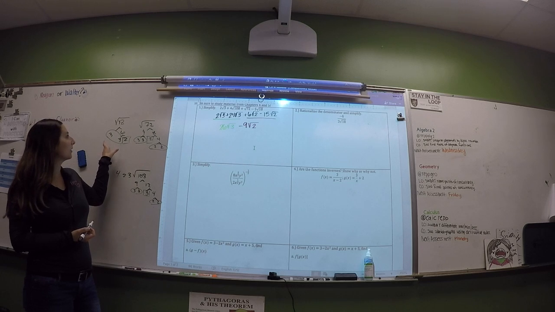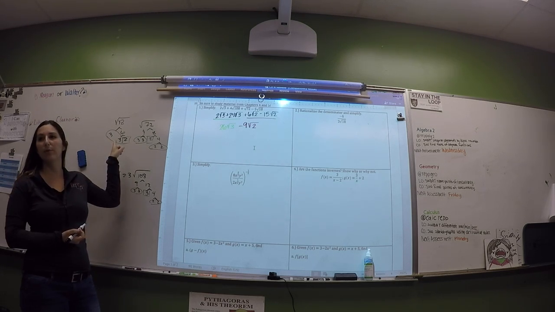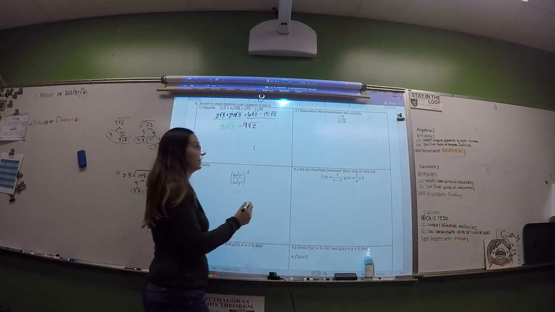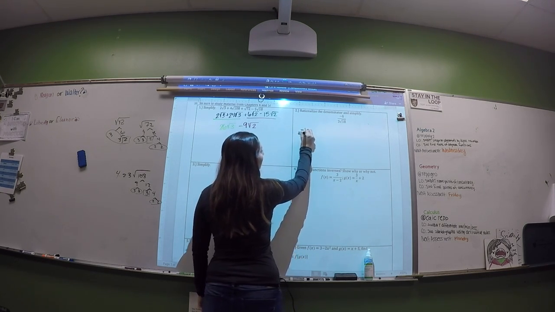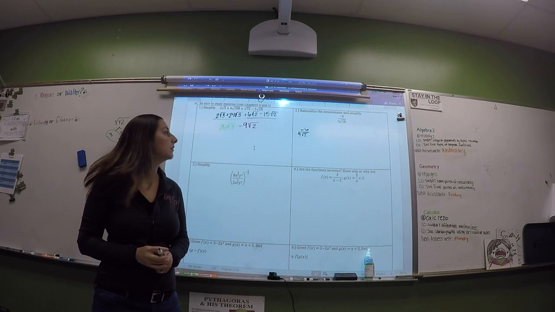So we did this one already, right? Square root of 18 is 3 root 2. So I'm going to rewrite that as 9 root 2.